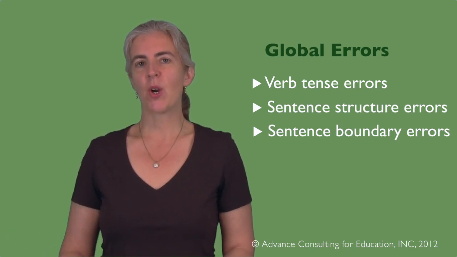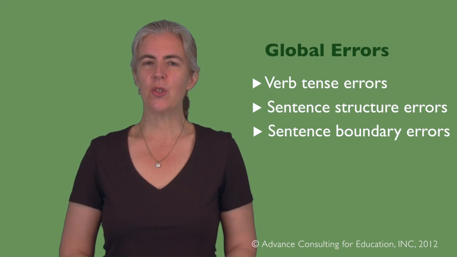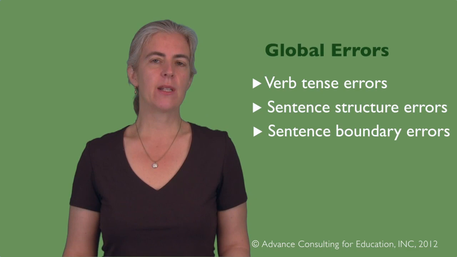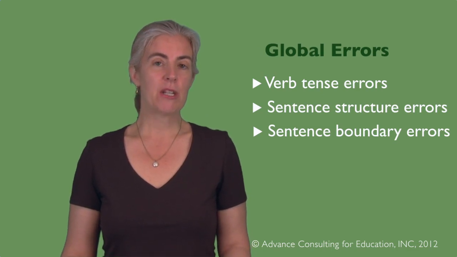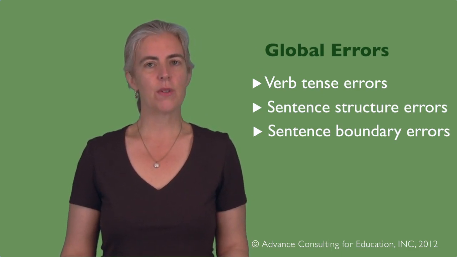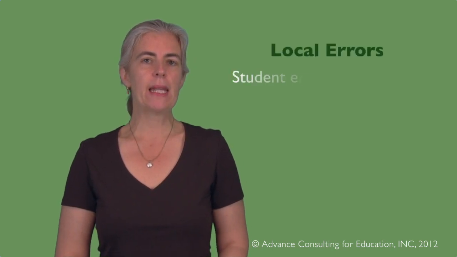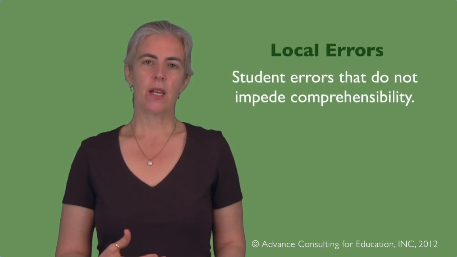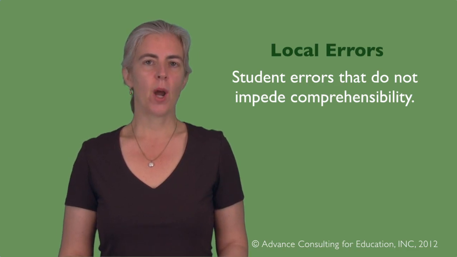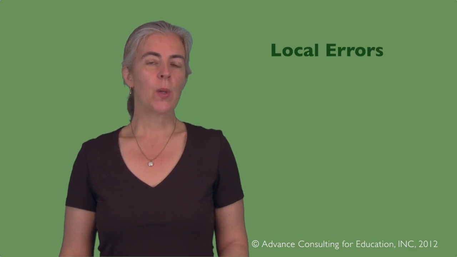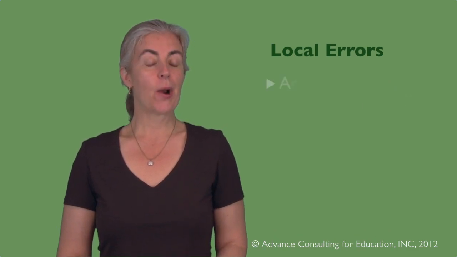These types of errors are often considered global errors, and teachers typically address those quickly because they impede comprehensibility so much. Really, when you read them as a teacher, you can't understand what the student means, and so you need to address those right away. On the other hand, there is what we call local errors, and these are typically errors that students make in writing, but really it's not a big problem. They don't impede comprehensibility. What type of errors are local errors? These are very typically article errors.